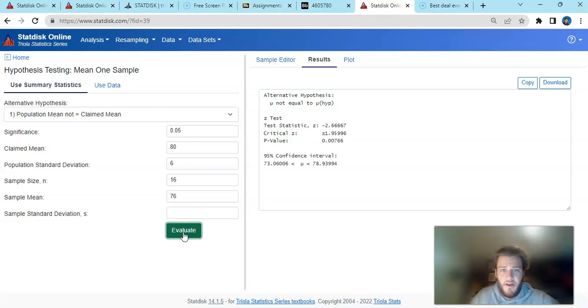In this part, our test statistic is negative 2.67, which we see does fall within our critical region. That indicates that our sample mean of M equal to 76 is extreme or unusual given the population with mu equal to 80. Therefore we reject our null hypothesis that mu is equal to 80, and the data does not provide evidence to support the claim that the average score is 80.